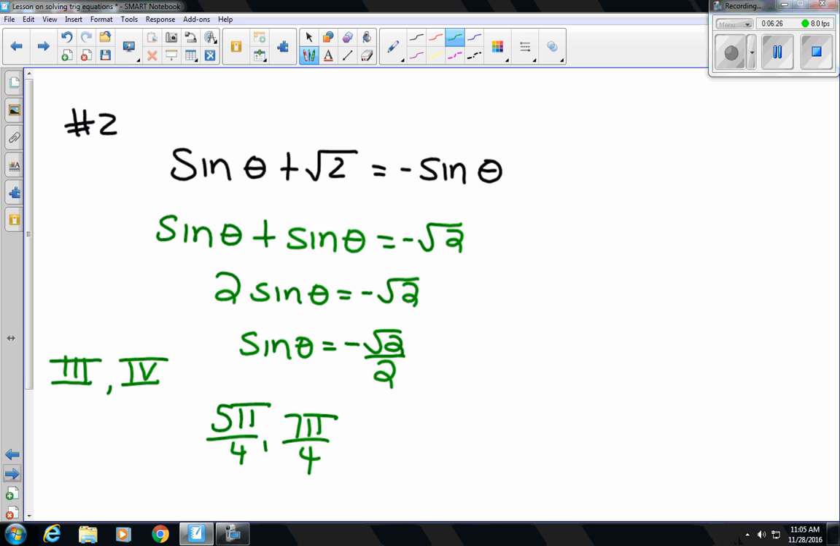But if your restriction was given to you, 0 to 2 pi inclusive, then your answer has to be in radians, in terms of pi. Yes, ma'am? So we basically already did this, we're just doing it with equations. Exactly. We're just going to be using some more algebra to solve the problem.